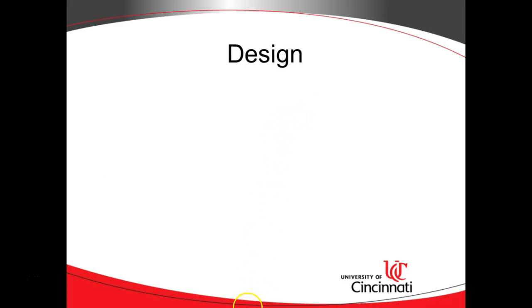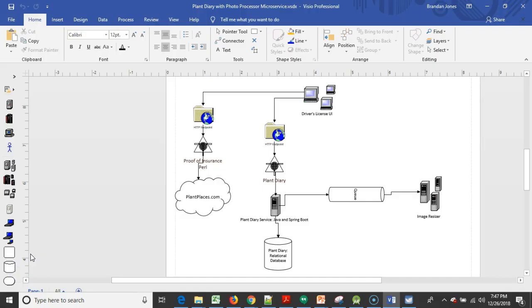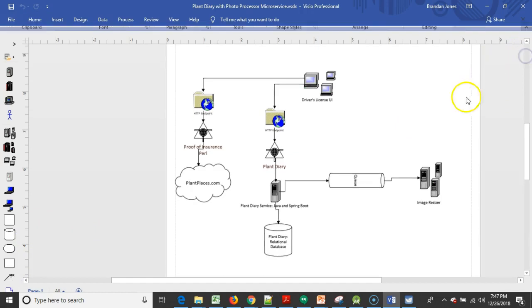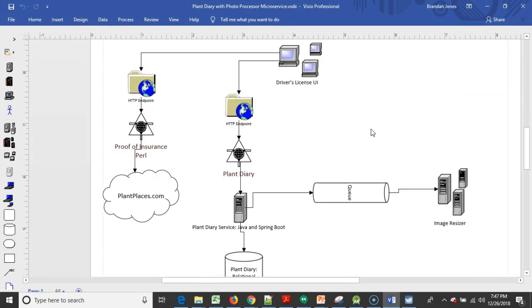So with that, let's take a look at the design. I'll pull up a Visio diagram that shows our application. And what we'll see in the spirit of microservices is that indeed we do have integration points across several different applications. So that should not say driver's license UI. Let's go ahead and change that live. We'll change that to plant diary UI.